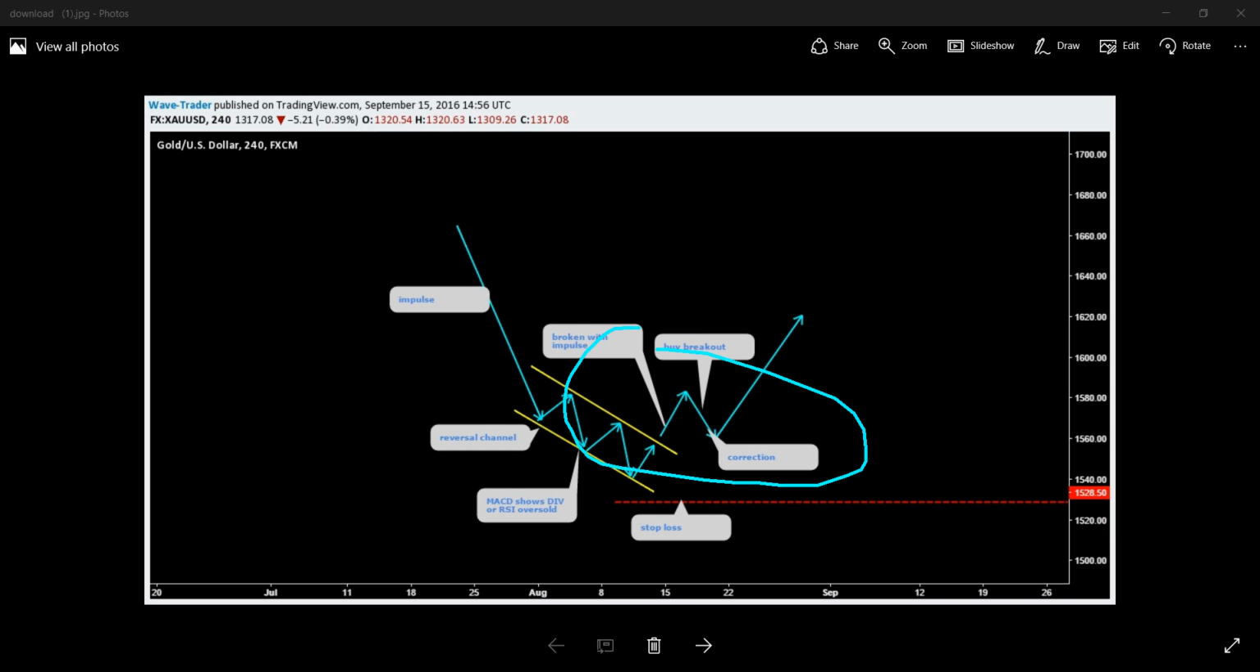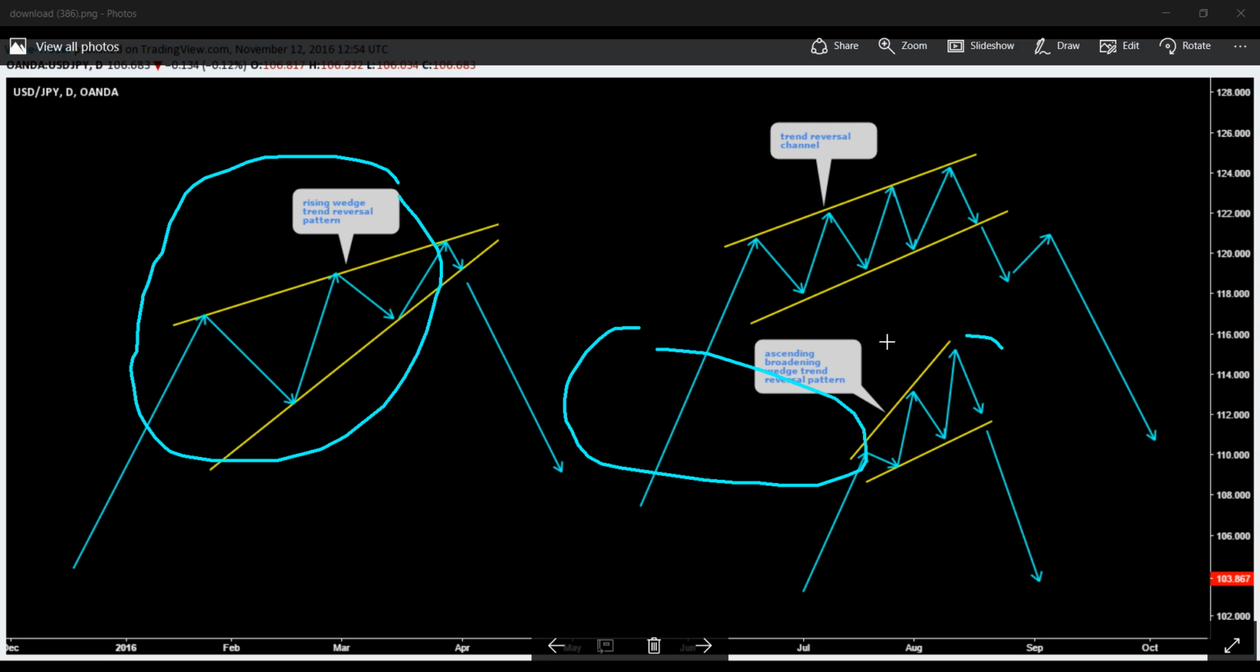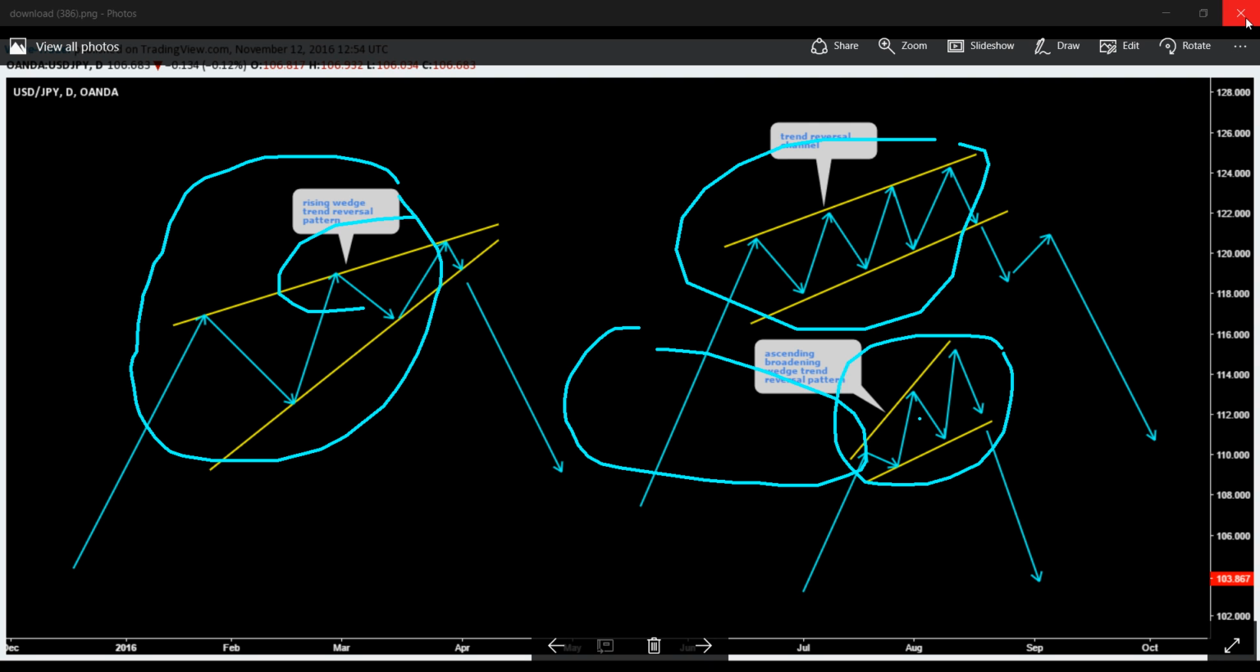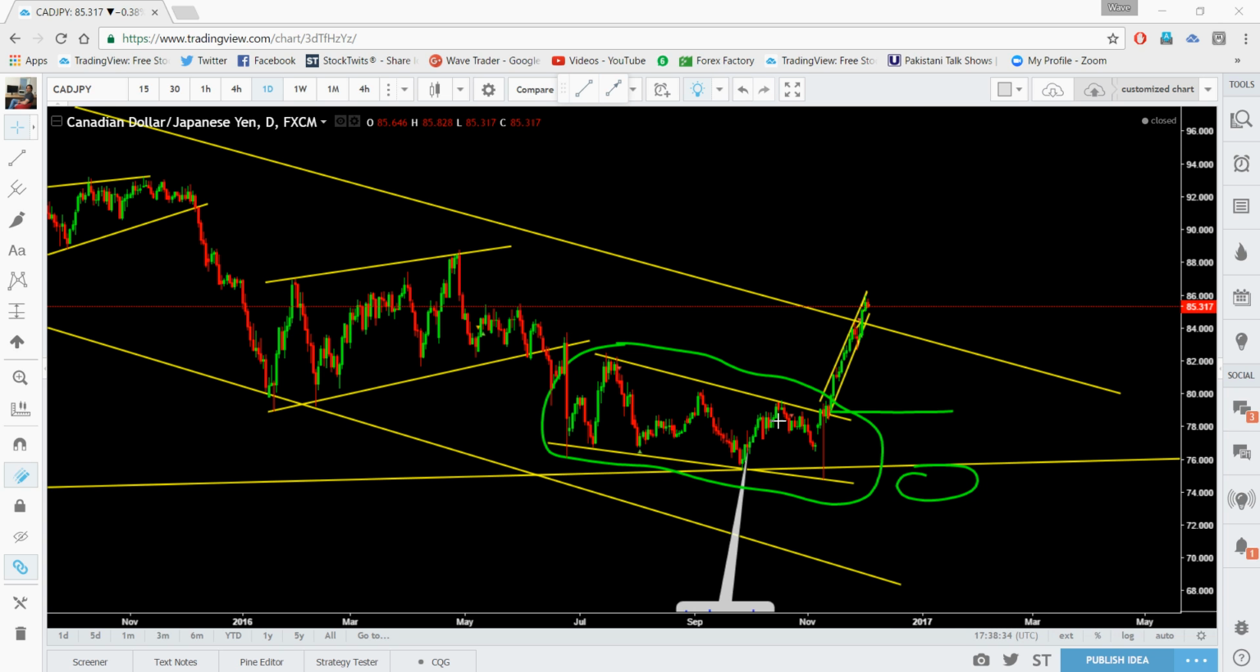And this is the other picture. Okay, so this is the other picture. Yeah, so trend reversal patterns form a wedge, broadening wedge, rising wedge, or channel. The reversal pattern was there, something like this. Yeah, and we were trading within this channel.